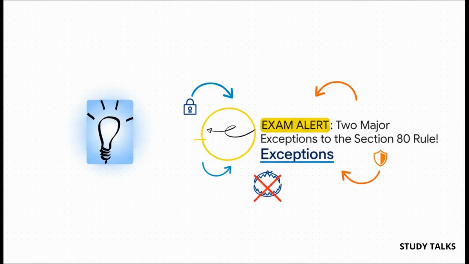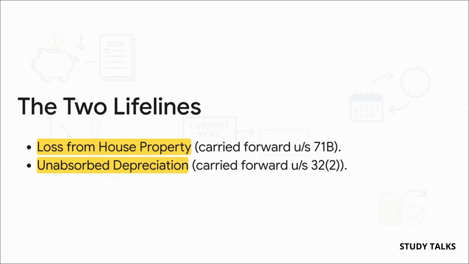But of course, this is income tax we're talking about. Just when you think you've learned a strict rule, there's always an exception, isn't there? And you can bet that ICAI loves to test you on these exceptions. So that super harsh rule from Section 80 actually has two very important lifelines that you need to know for your exam. And here they are.